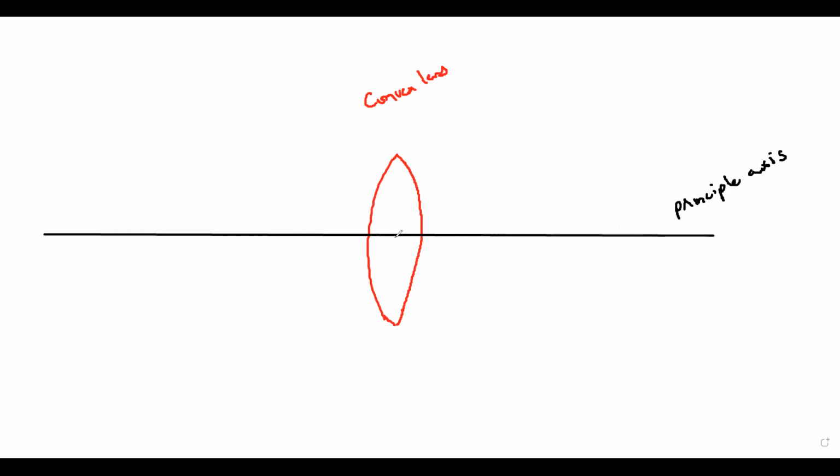The center of the lens, this point, is known as optical center. So the center of the lens refers to optical center. Then convex lenses are also known as converging lenses.